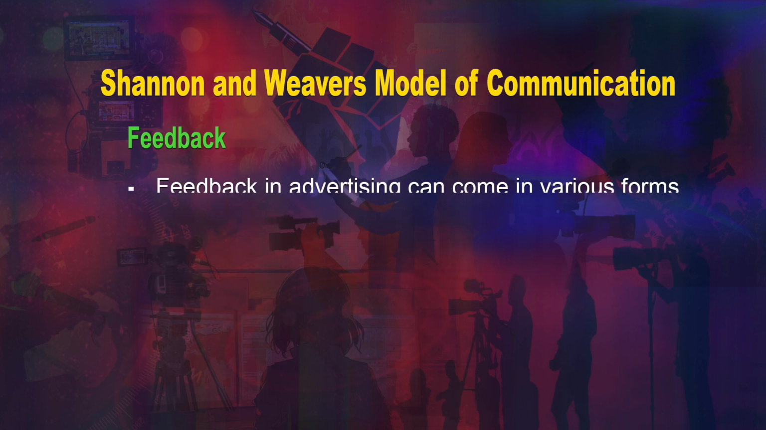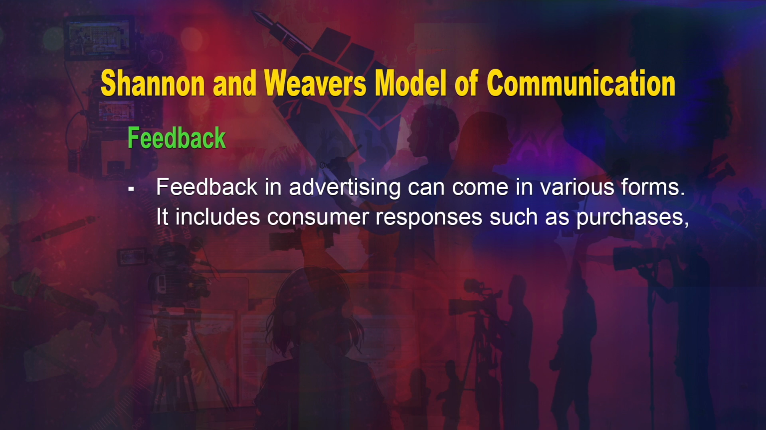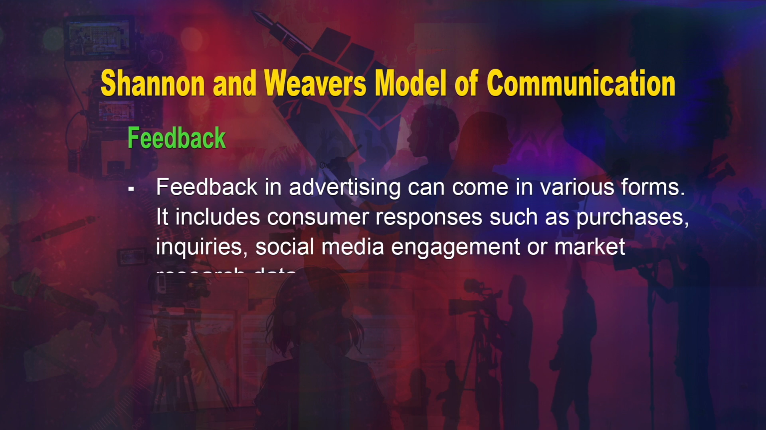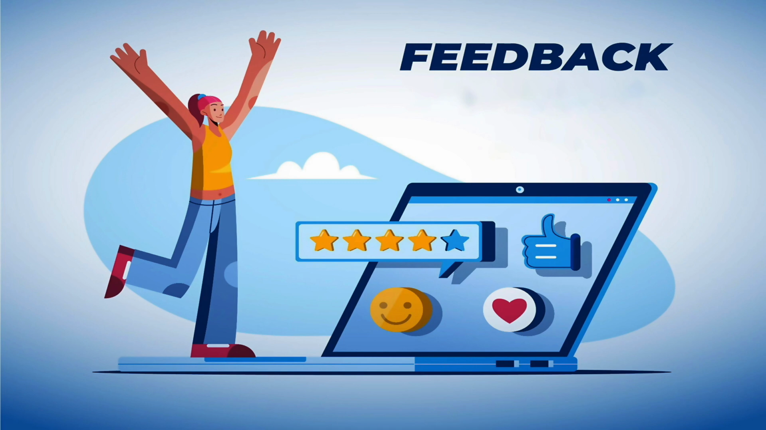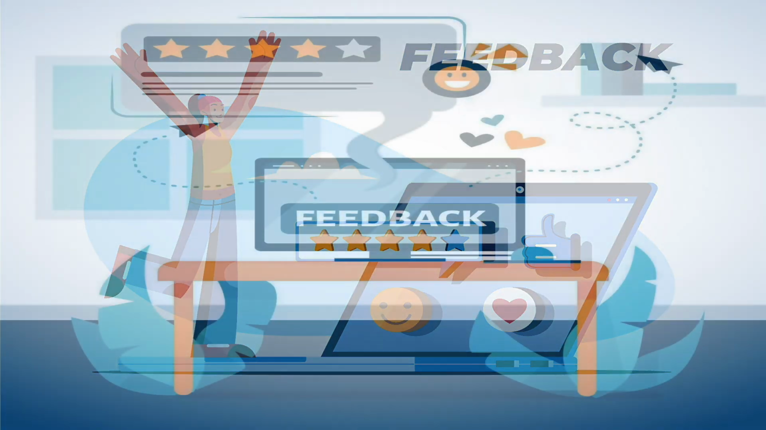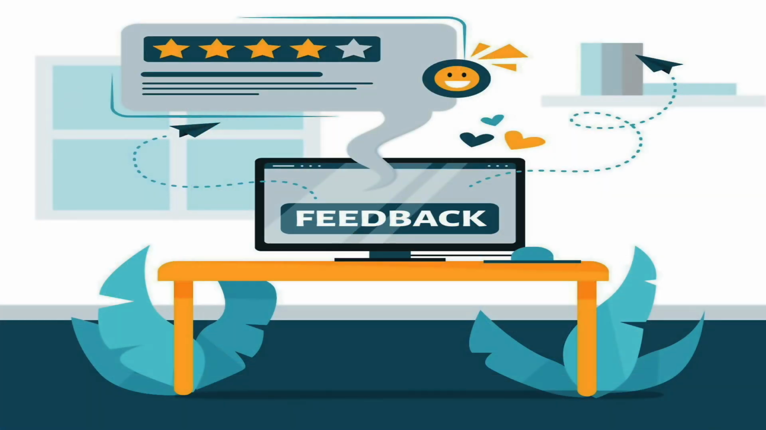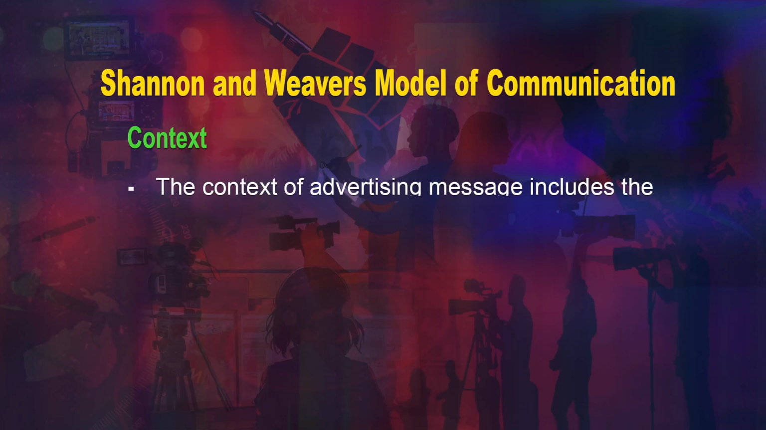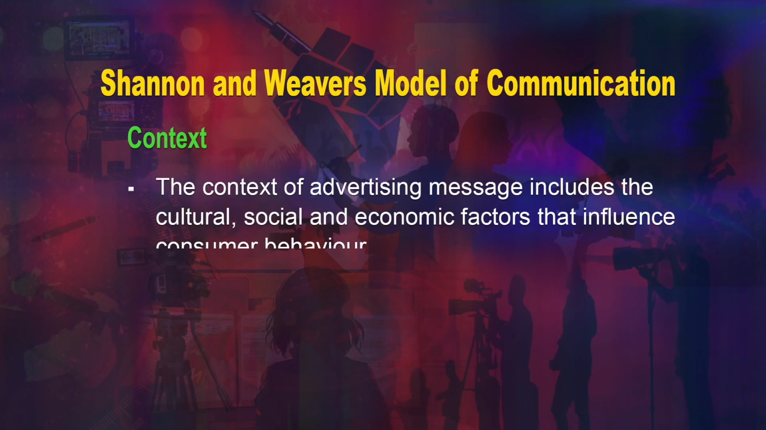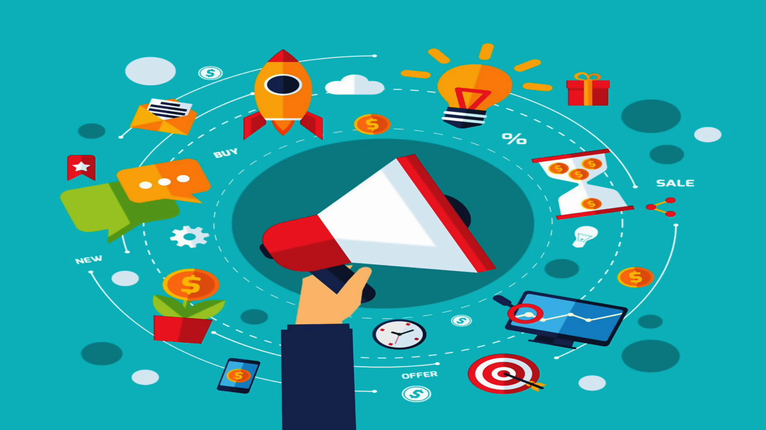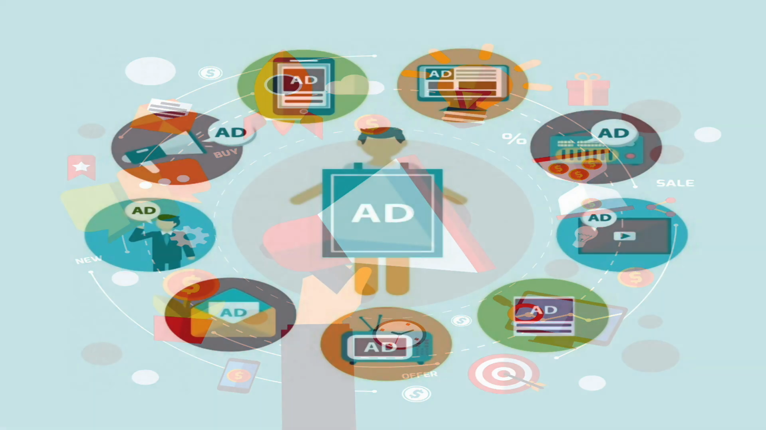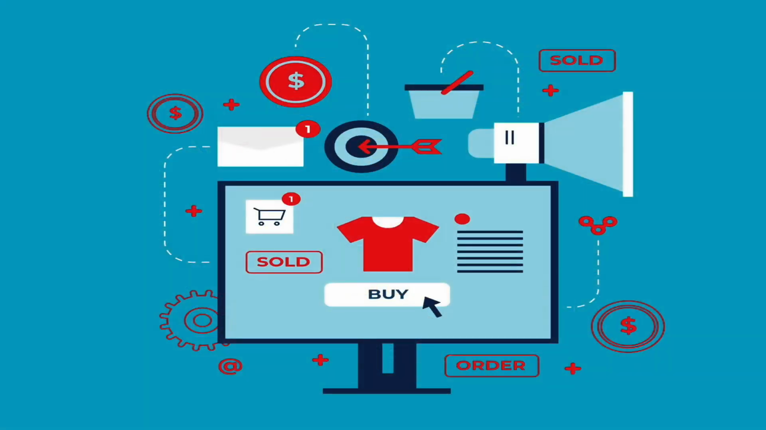Feedback. Feedback in advertising can come in various forms. It includes consumer responses such as purchases, inquiries, social media engagement or market research data. Feedback helps the advertiser gauge the effectiveness of campaign and make adjustments if needed. Context. The context of advertising message includes the cultural, social and economic factors that influence consumer behavior. It also involves the timing of the advertisement, the chosen media channels and overall marketing strategy.